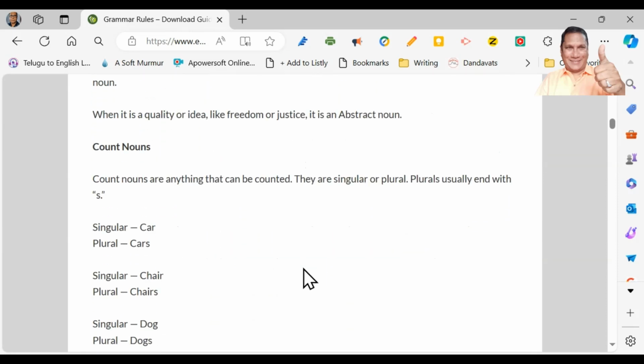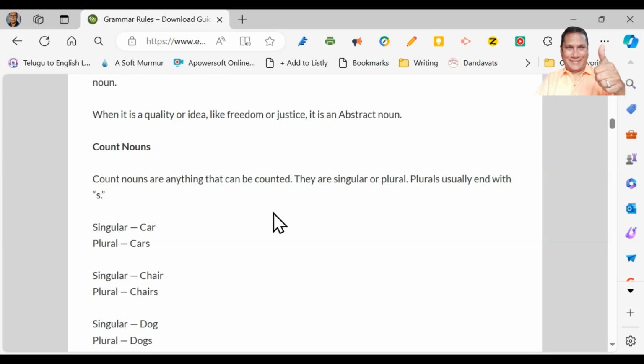Now, what are count nouns? Count nouns are anything that can be counted. They are singular or plural. Plurals usually end with s. So the nouns, we can count these nouns. If we can count these nouns, they are called countable nouns or count nouns. The plural of a count noun usually ends with an s added to the same word.